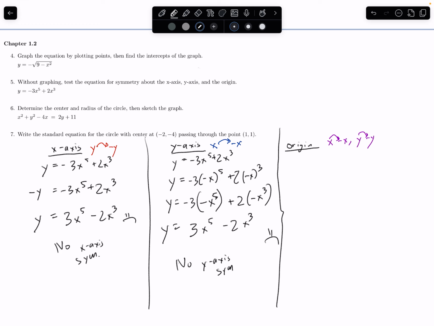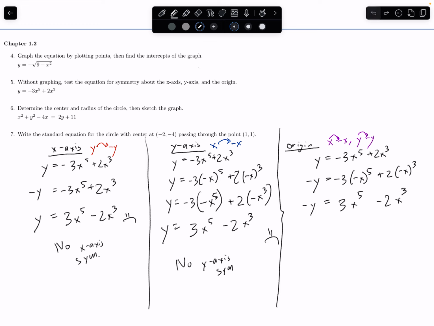All right. So now the origin. Origin, remember we exchanged both. So originally we had y is equal to negative 3x to the 5th plus 2x to the 3rd. Now we're going to change it to negative y is negative 3, negative x, oops, sorry, wrong spot. Negative x to the 5th plus 2 negative x to the 3rd. That's going to give me negative y is equal to 3x. I'm just going to skip a step here and go to the result. This is positive 3x to the 5th. It's going to be negative 2x to the 3rd.